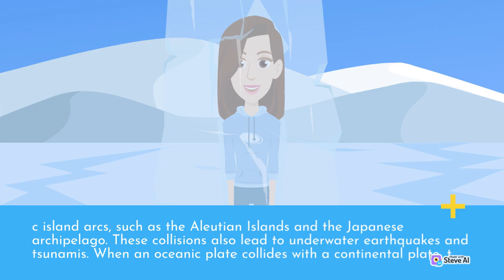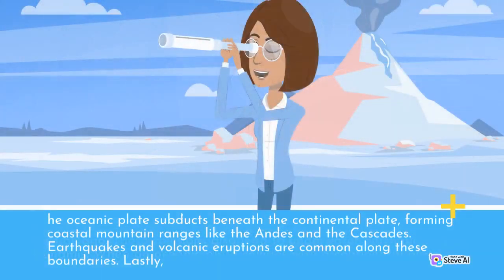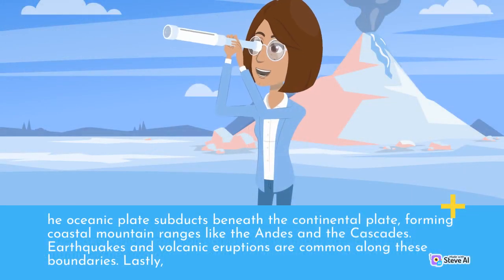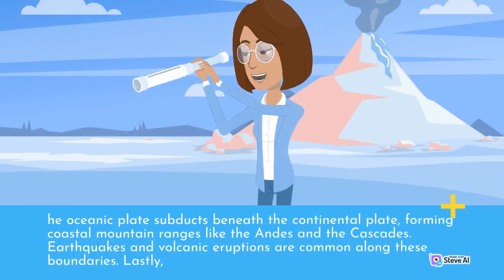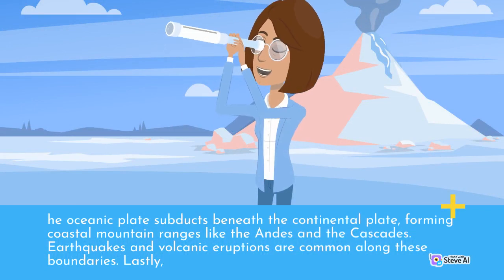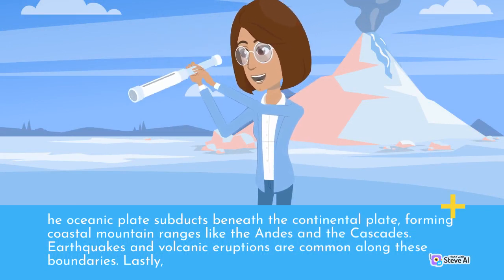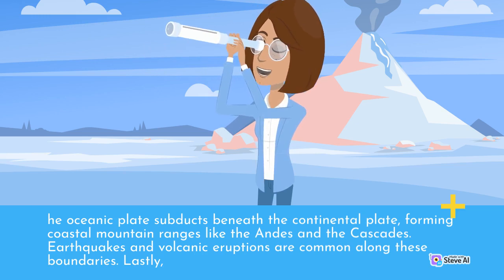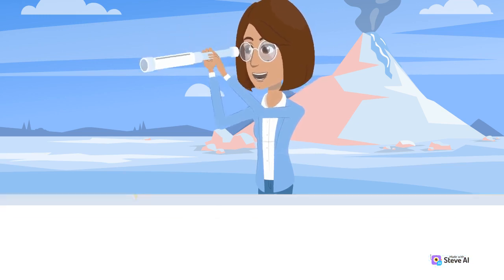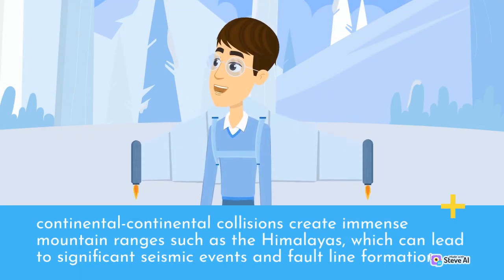When an oceanic plate collides with a continental plate, the oceanic plate subducts beneath the continental plate, forming coastal mountain ranges like the Andes and the Cascades. Earthquakes and volcanic eruptions are common along these boundaries. Lastly, continental-continental collisions create immense mountain ranges such as the Himalayas, which can lead to significant seismic events and fault line formation.